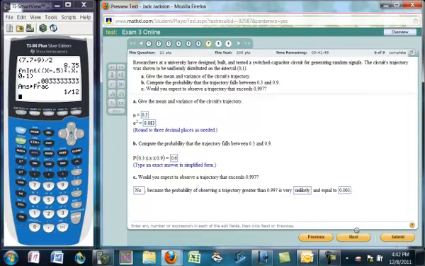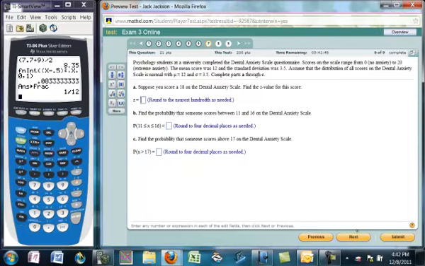Next question. Psychology students at a university completed the Dental Anxiety Scale questionnaire. Scores on the scale range from 0, no anxiety, to 20, extreme anxiety. The mean score was 12, and the standard deviation was 3.5. And assume it's normal with mu equals 12 and sigma equals 3.5.